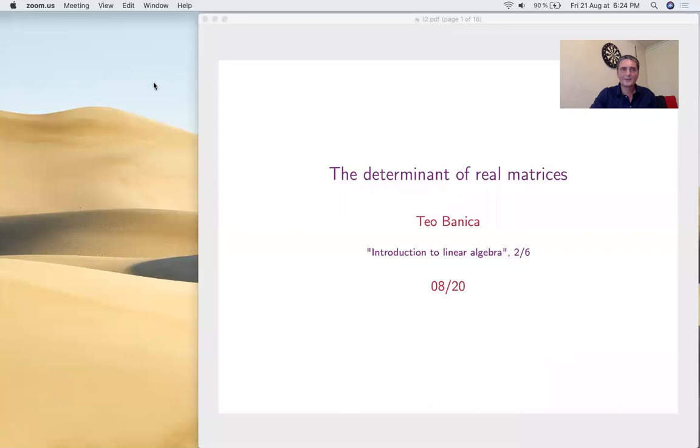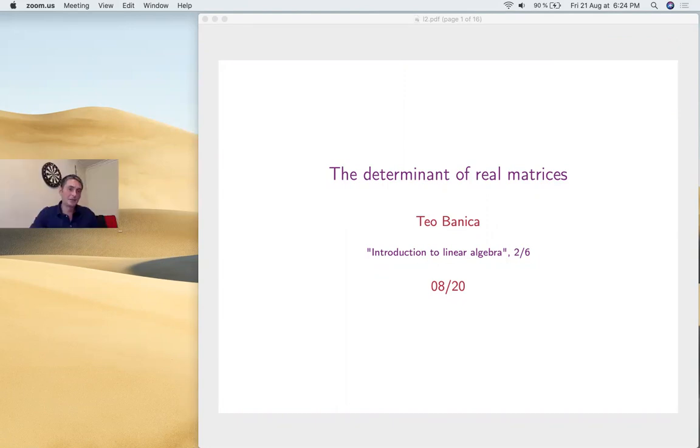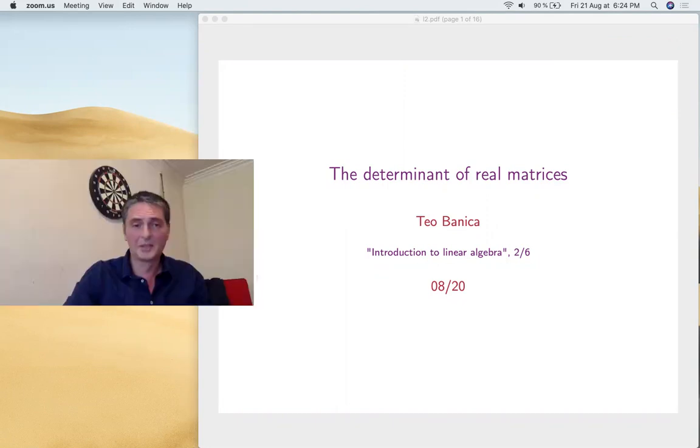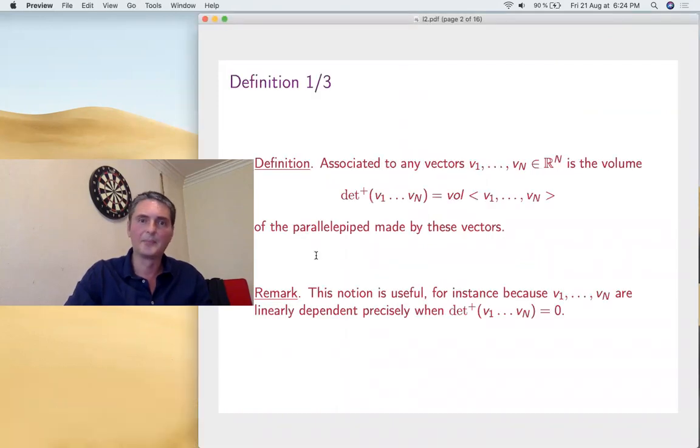Here we go. So, the determinant of real matrices. It's going to be real matrices because we started with real matrices, but later we'll do the complex case. It's exactly the same. So, what's the definition of the determinant?